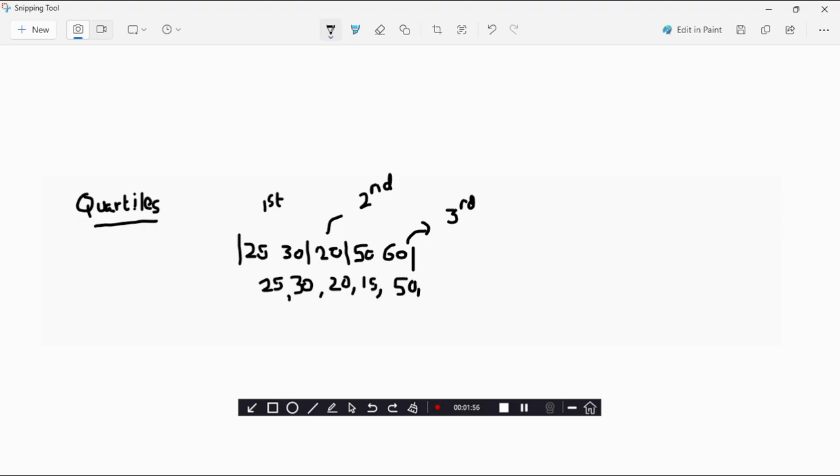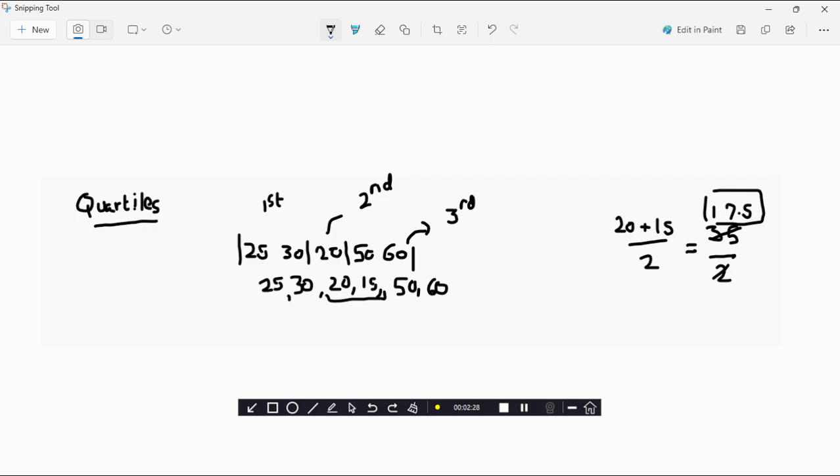50, and 60, you would simply figure out the median by figuring out the average of these two values in the center. So let's say this is 20 plus 15 divided by 2. So this will be 35 divided by 2, which will be 17.5. So 17.5 will be your median.